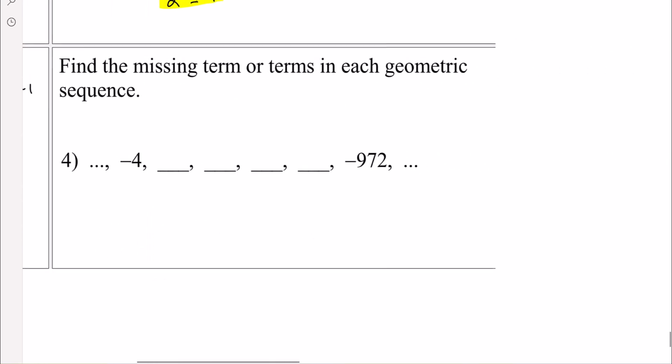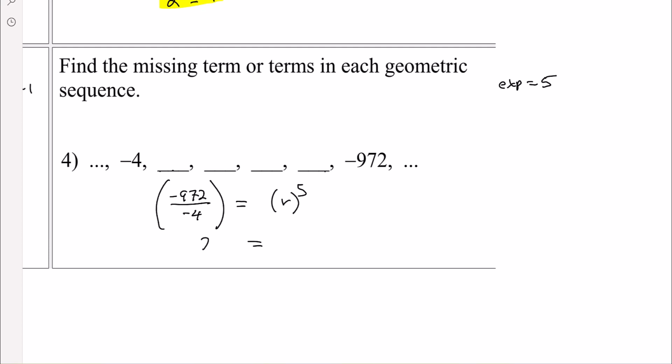And again, now our exponent will be, 1, 2, 3, 4 blanks plus 1, so our exponent will be 5. So negative 972 divided by negative 4 will be the common ratio to the fifth power. So negative 972 divided by negative 4 gives us 243. And now we're going to take the fifth root.